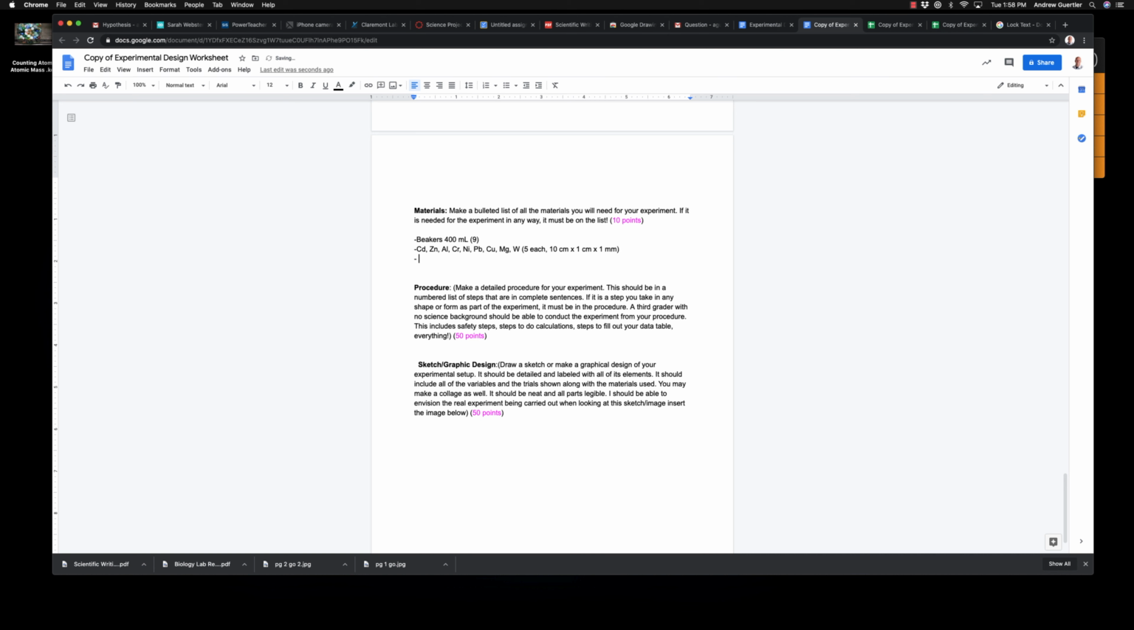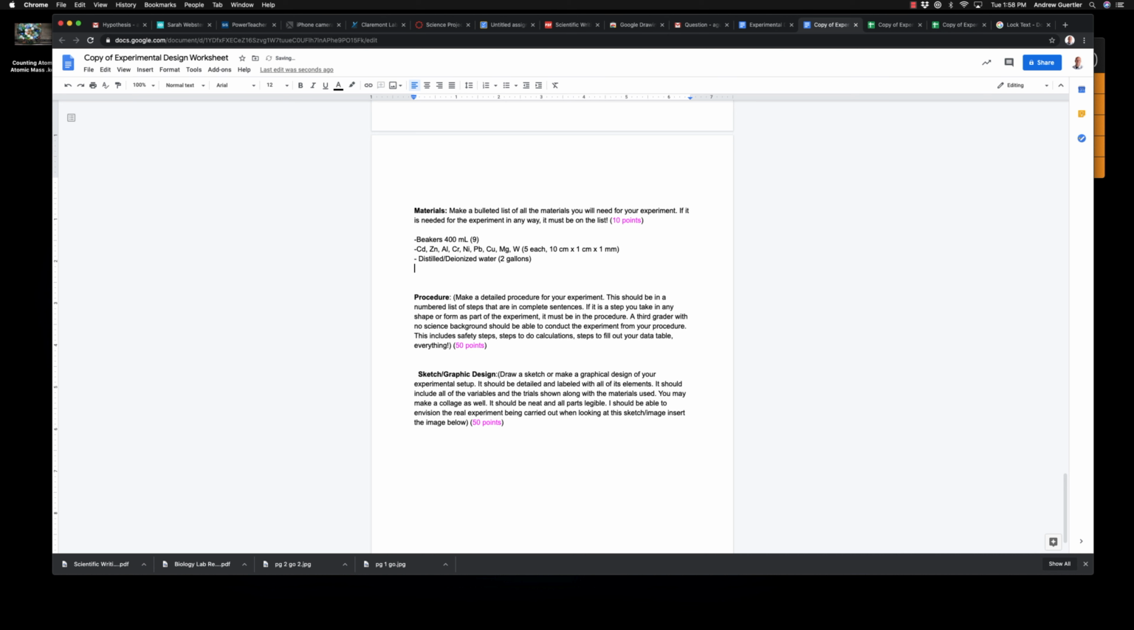We're going to need distilled or deionized water. That's just pure water with nothing else in it. You can get it from Walmart. We'll go ahead and say 2 gallons. And that's to make my silver nitrate solution. I'll need silver nitrate. I know just from experience, I'll need at least 100 grams.